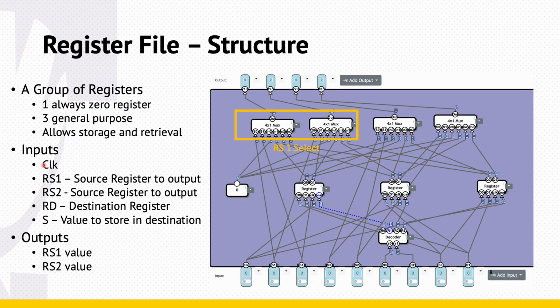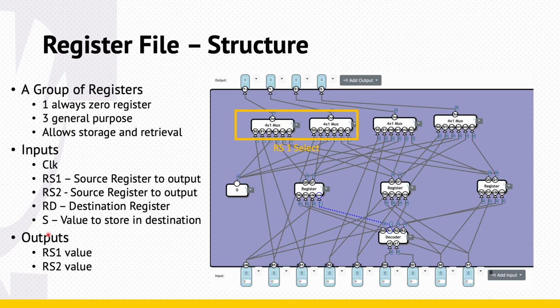We have the clock input, we have the source register 1, which requires 2 bits. Source register 2, which requires another 2 bits. A destination register, 2 bits. And then the value that we want to store in that destination. The largest value that our ALU can output is 2 bits, and all of our registers that we are building are 2 bits. So therefore also the value that we can take in to put into our destination register is 2 bits.